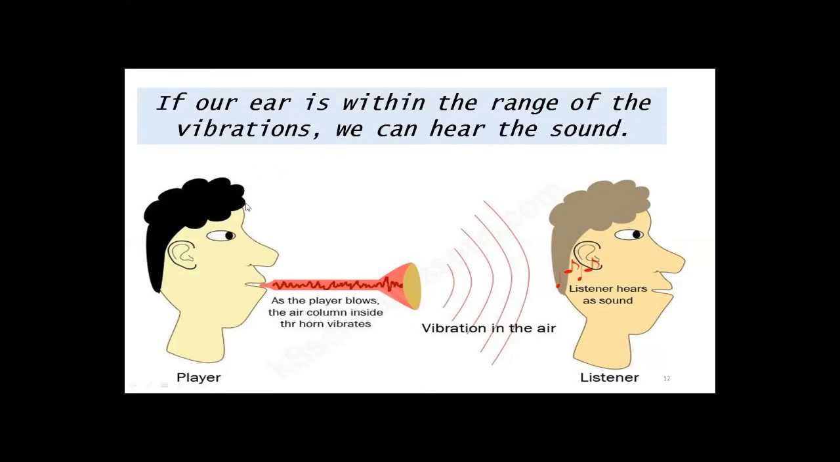There are two roles: one is the player and the second is the listener. As the player blows, the air column inside the horn vibrates. The listener hears it as a sound because the vibration in the air produces the sound. But the condition is that our ear is within the range of the vibration. Then we are able to hear the sound.